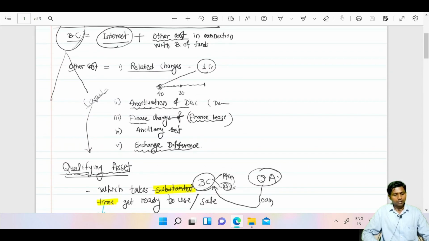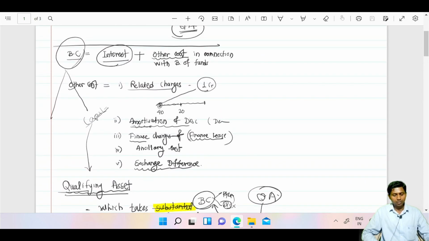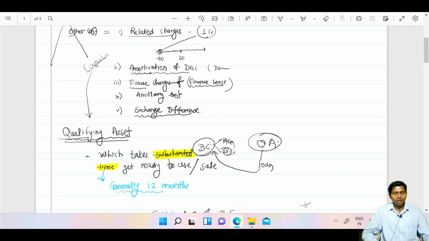You will get different items. By reading those items, you have to ask yourself whether that is borrowing cost or not. Identify. If it is borrowing cost, then the next question is whether that is related to a qualifying asset or not. If it is related to a qualifying asset, then we will think of capitalization, of writing it in the balance sheet, otherwise in the profit and loss account.